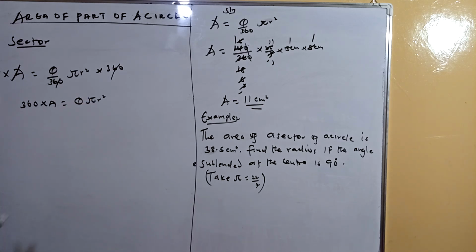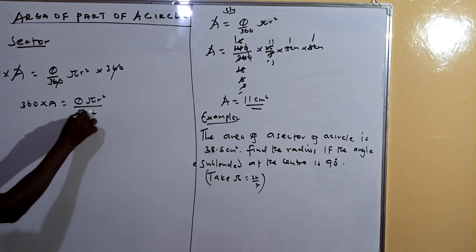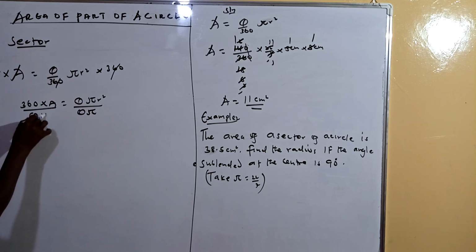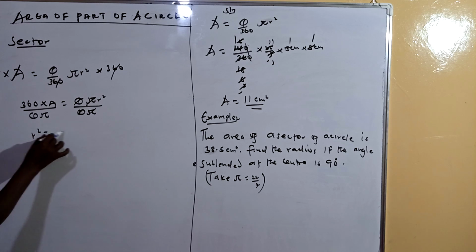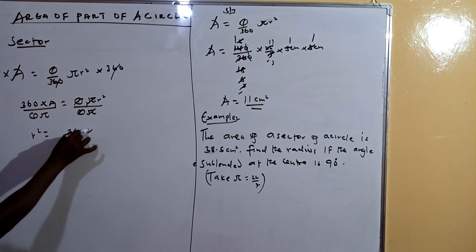Remember we're looking for r squared. Then we'll divide here by theta by, and here also by theta by. Cancel this one, so you're left with that. R squared is equal to 360 times area.